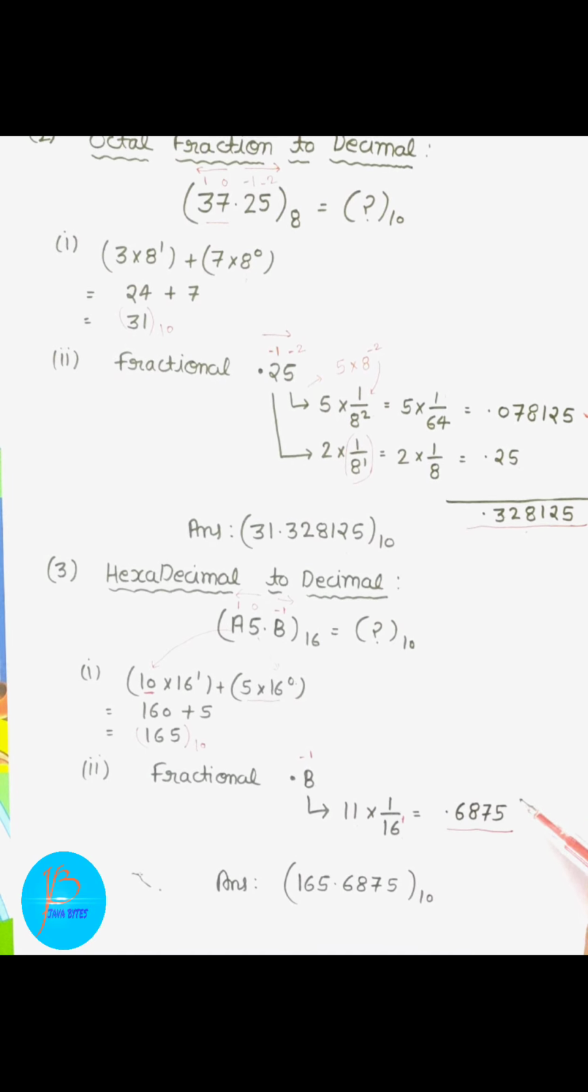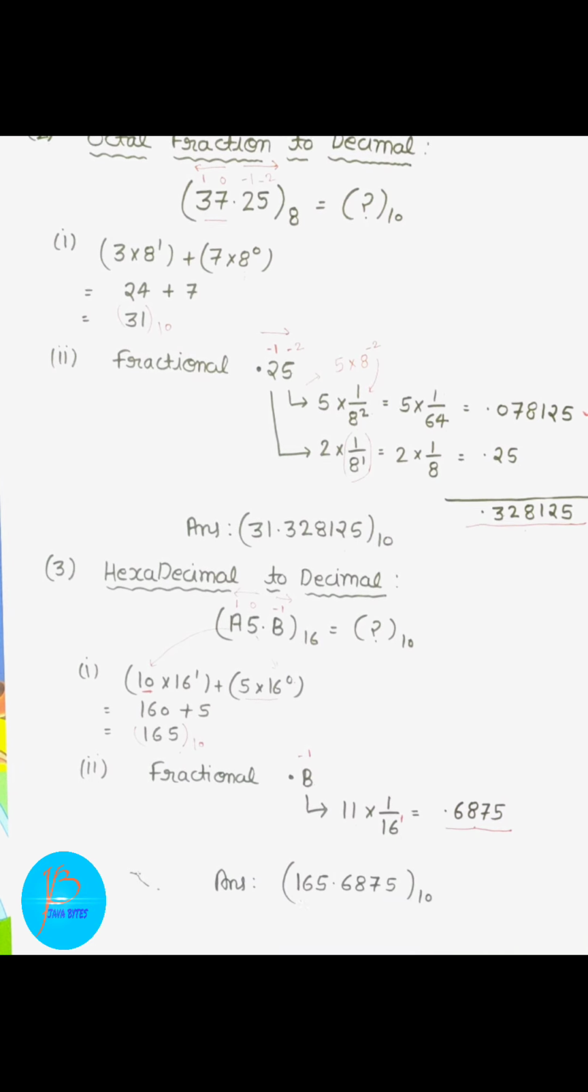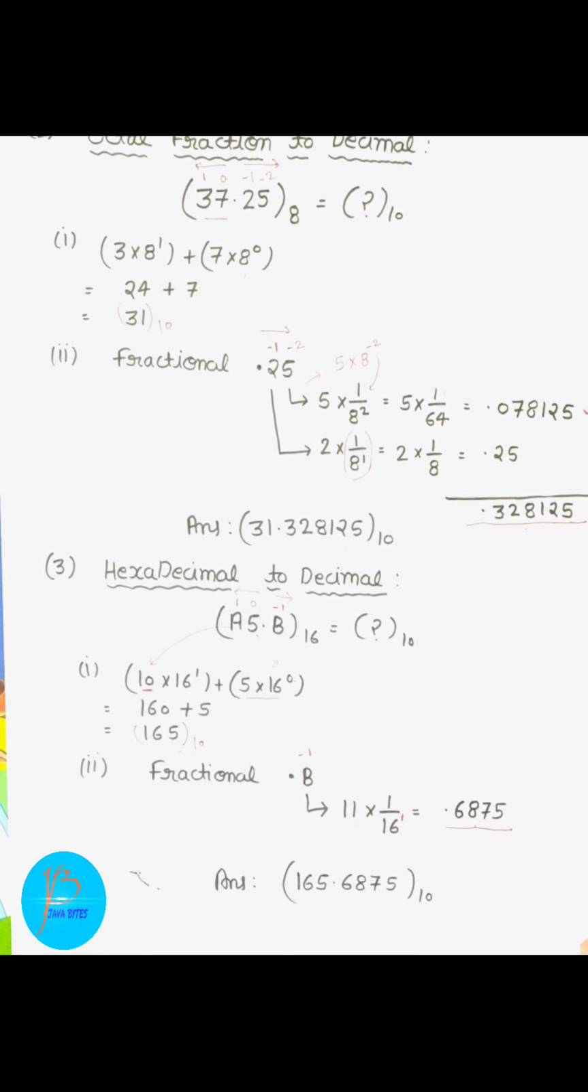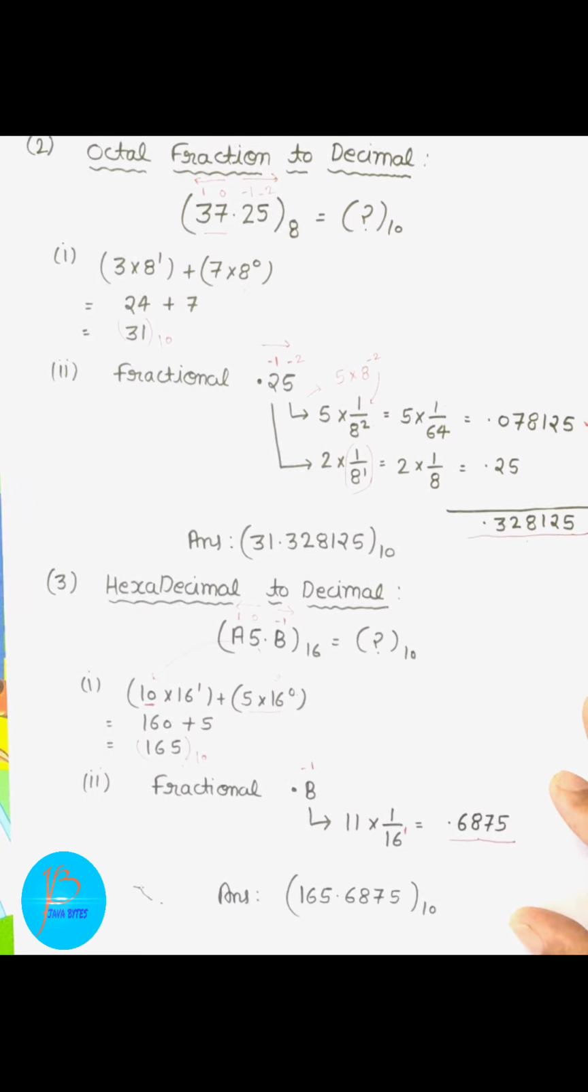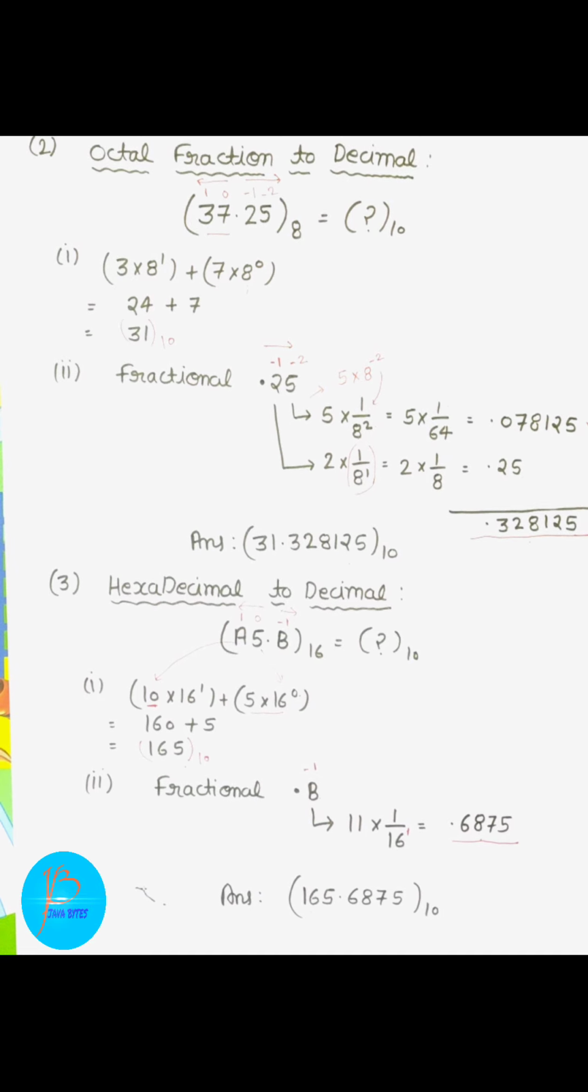And now finally you know what we have to do. You will add the result of both these parts together, like it will appear as 165.6875 on the base of 10. Okay, and it is your final result. So children, I hope that you also got this concept, how we can convert fractional numbers from other number systems to their decimal equivalent.